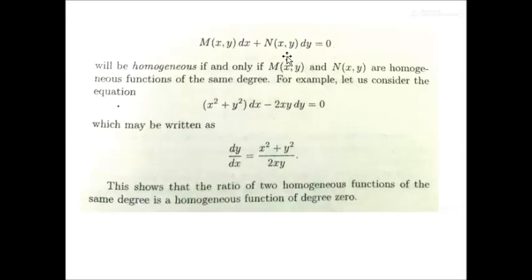An example of a homogeneous equation is given here. (x squared plus y squared) dx minus 2xy dy. So this differential equation can be written as dy by dx equal to (x squared plus y squared) by 2xy. This shows that the ratio of two homogeneous functions of the same degree is a homogeneous function of degree 0.